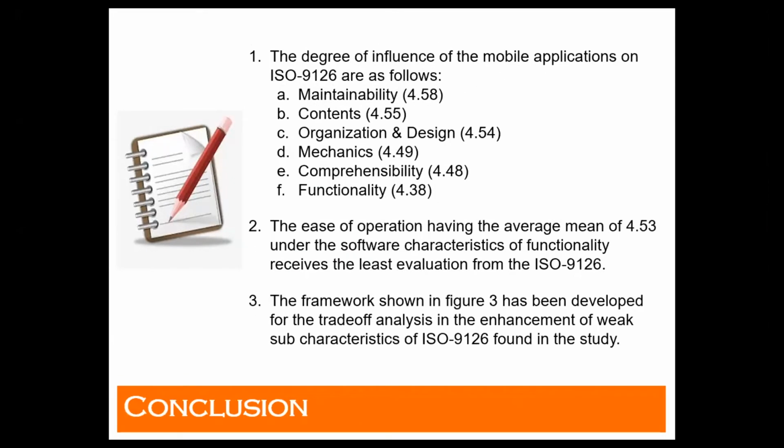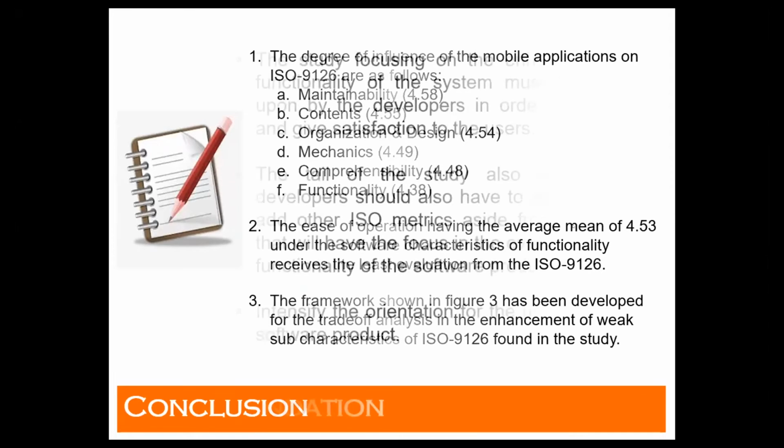So for the conclusion, number one shows the degree of influence of the mobile applications against the metrics being used. Number two, the ease of operation, having the average mean of 4.53 under the software characteristics of functionality, receives the least evaluation from the said metrics. The framework shown in Figure 3 has been developed for the trade-off analysis and the enhancement of weak subcharacteristics of ISO 9126 found in the study.